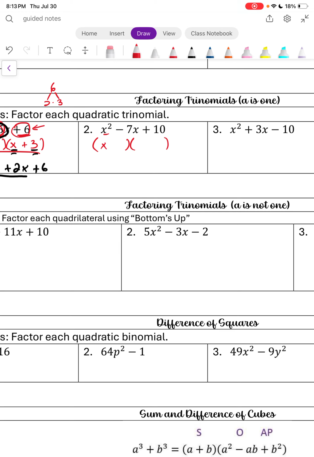Okay, the next one, we always start it the exact same way, 2 sets of parentheses. Multiplies to give you x squared is x times x. Now these two numbers need to multiply to give you 10 and add to give you a negative 7. Now that's kind of a little odd, because how in the world can something multiply to give you a positive but add to give you a negative?